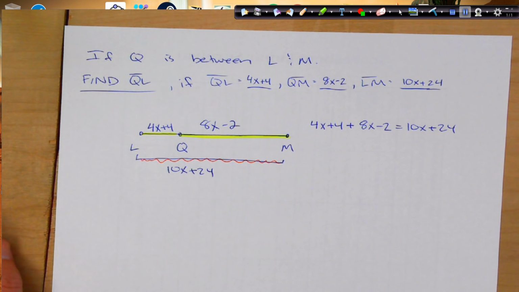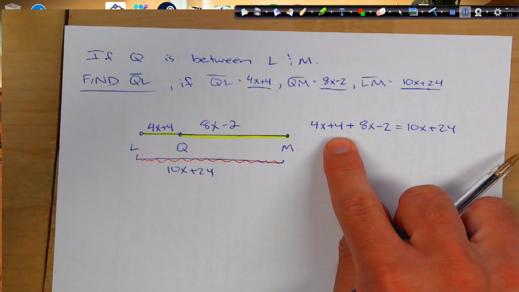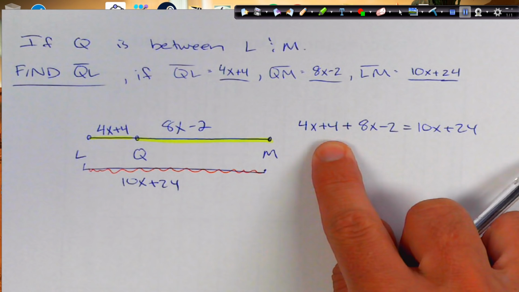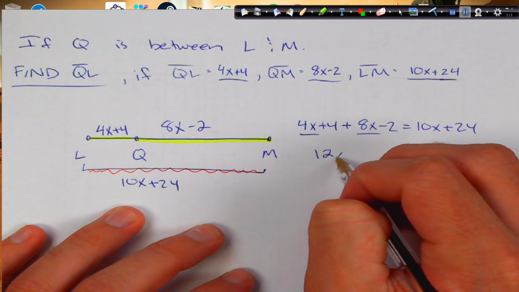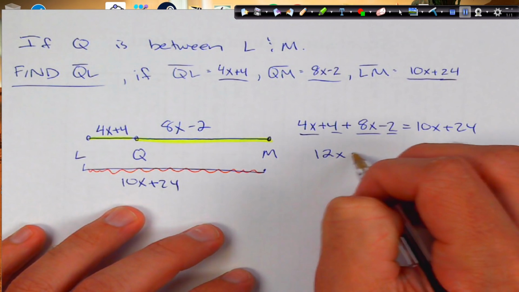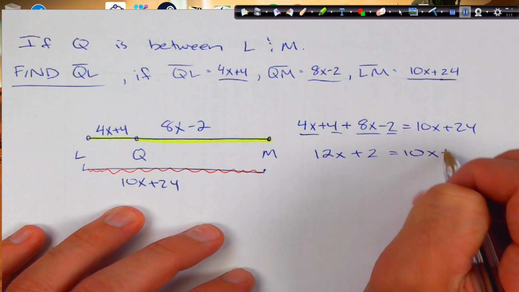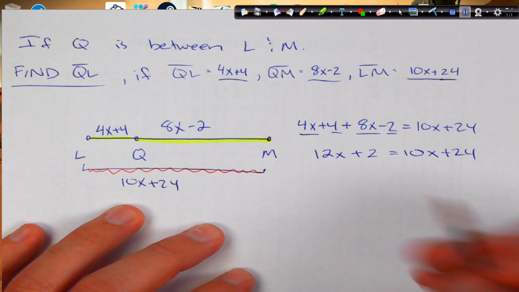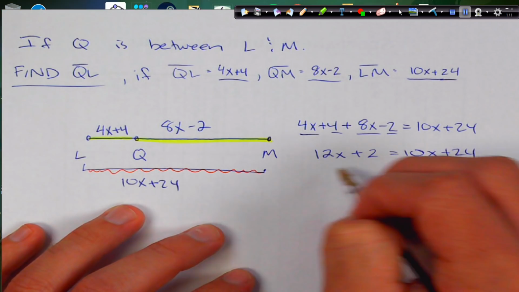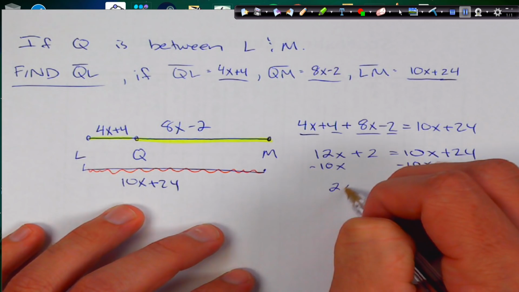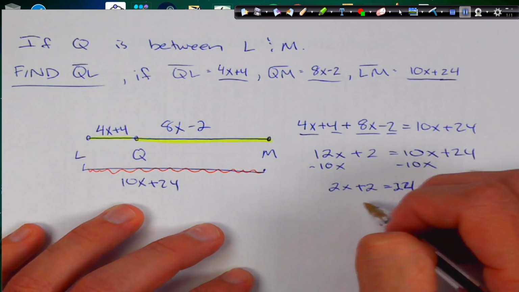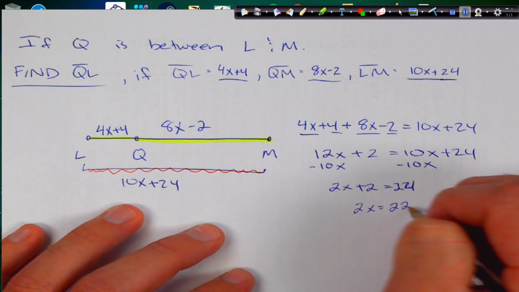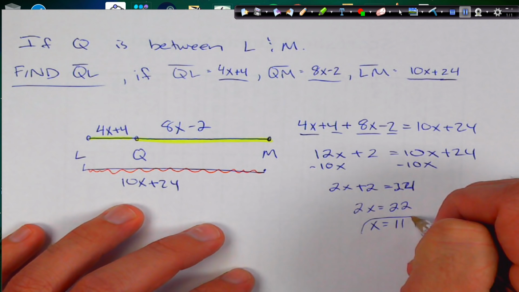Over here, let's zoom in a little bit. We have 4x and 8x, which makes 12x. 4 and negative 2 makes a positive 2. Then we subtract the smaller variable over, so we're left with 2x plus 2 equals 24. Then subtract 2 on both sides, so that's 22. Then divide, and we get x equals 11.